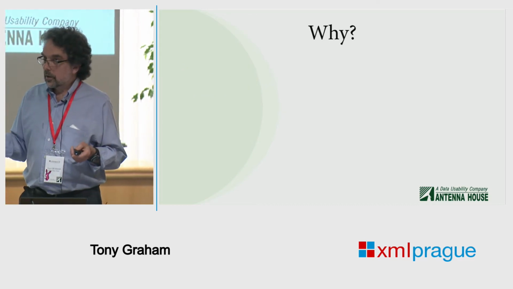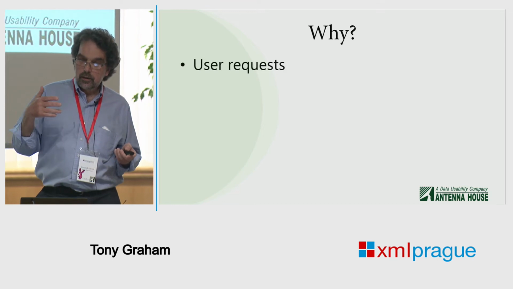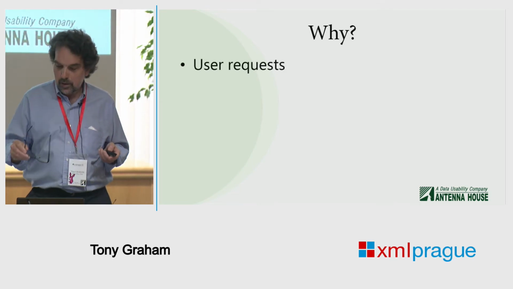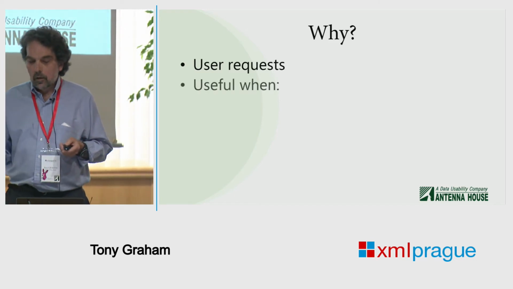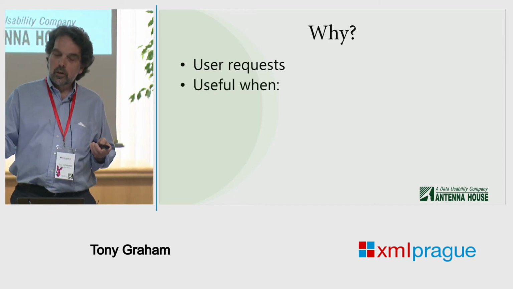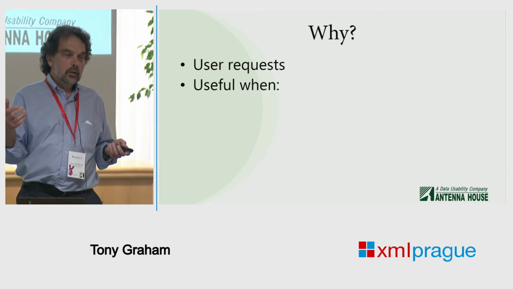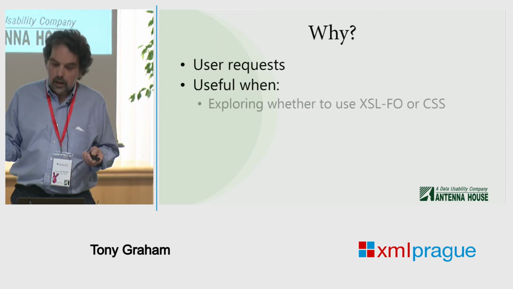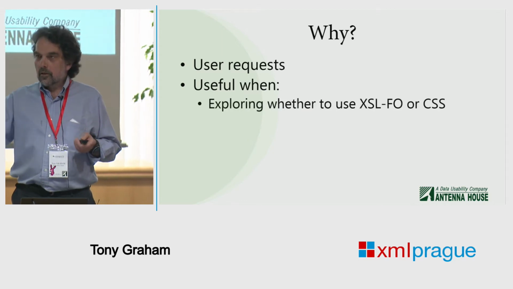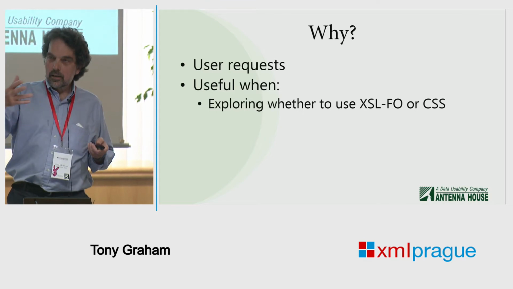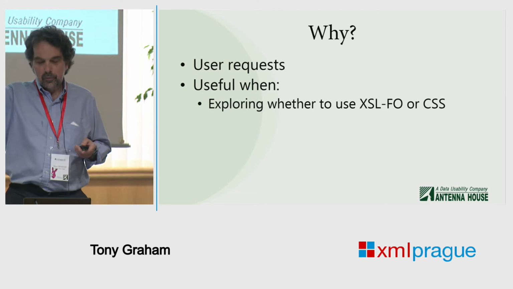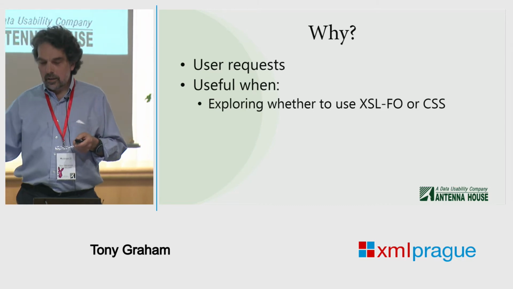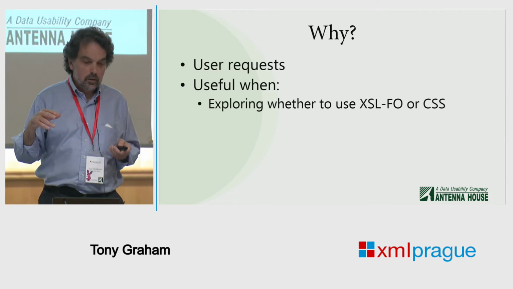So why did we do this? Firstly, it's a response to user requests. Some of our users asked, like, what's the difference? Which one should we use? Because AH Formatter supports both. So the comparison document, which sort of started out as a list and then turned into a table, you'll find that table in the paper, and is now turned into this 150-page document.